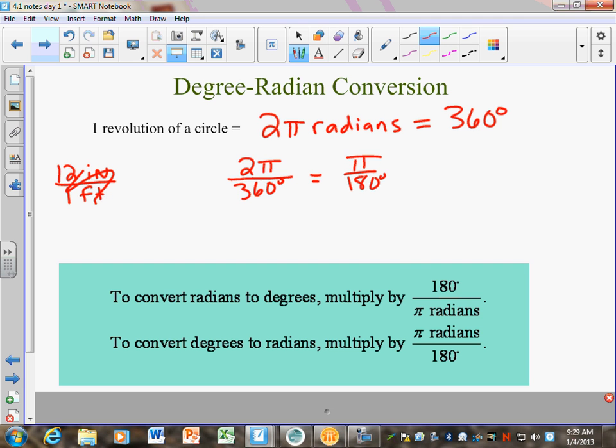You don't have to put radians, because if there's no degree symbol, then it's assumed that it's radians. Because it depends on what you're doing, right? And we're going to look at an example in a minute.